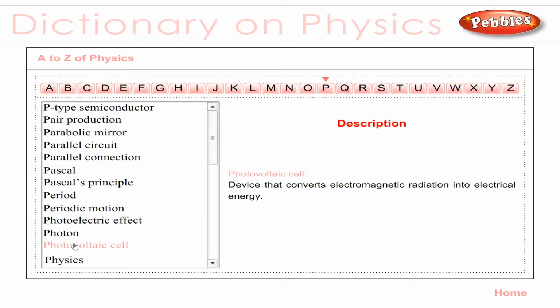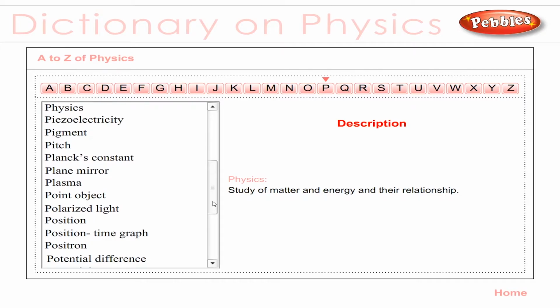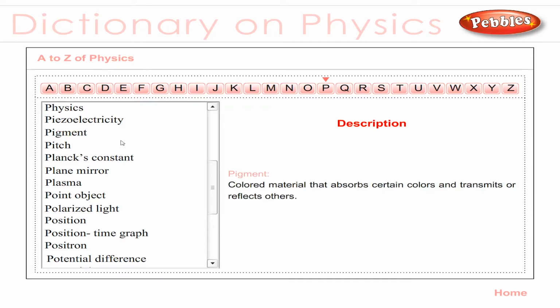Photovoltaic cell. Device that converts electromagnetic radiation into electrical energy. Physics. Study of matter and energy and their relationship. Piezoelectricity. Electric potential produced by deforming material. Pigment. Colored material that absorbs certain colors and transmits or reflects others.